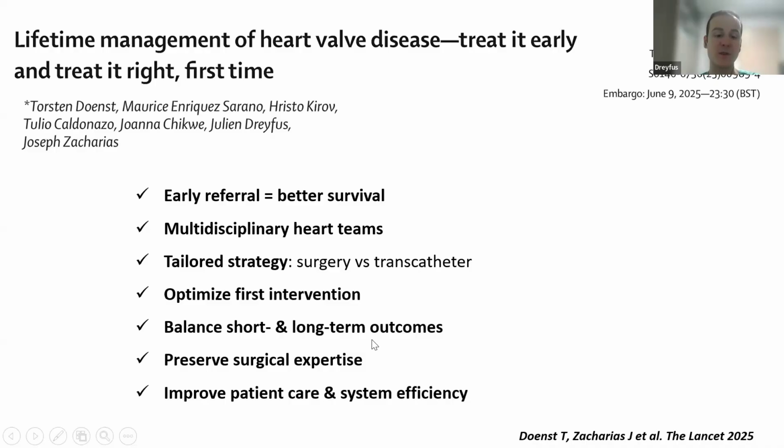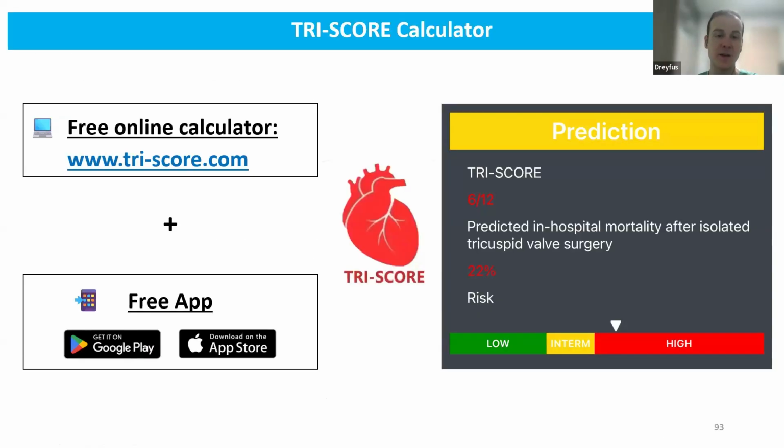It's not the same if you are treating patients who are 70 years old or patients who are 96. Preserve surgical expertise. This is also really important, and improve patient care and system efficiency. And just the last slide to say that you can calculate the TriScore in your daily practice very, very easily. So thank you very much for your attention.